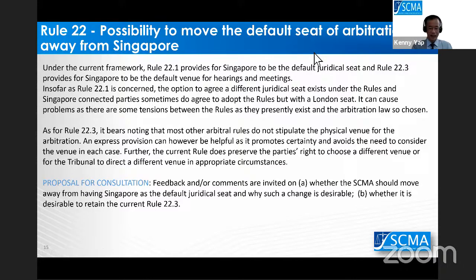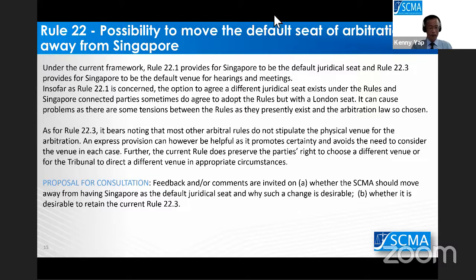Instead, we are seeking your feedback and comments on whether or not there should be any change. In particular, whether the SCMA should move away from having Singapore as the default seat, and if so, why? Those of you familiar with SIAC arbitration would know that SIAC now no longer has Singapore as the default seat. The second question is whether it's desirable to retain the current Rule 22.3, which provides for Singapore to be the default venue for physical hearings. Okay, so have a think about this rather sensitive issue, and please give us your feedback.